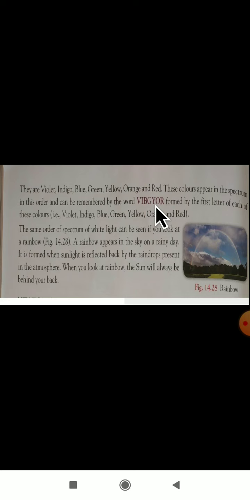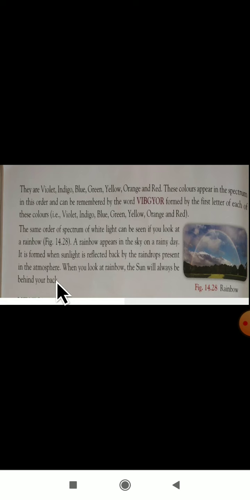That is only VIBGYOR. A rainbow appears in the sky on a rainy day. Where? In the sky. The rainbow occurs in the sky on a rainy day. It is formed when sunlight is reflected back by the raindrops present in the atmosphere.